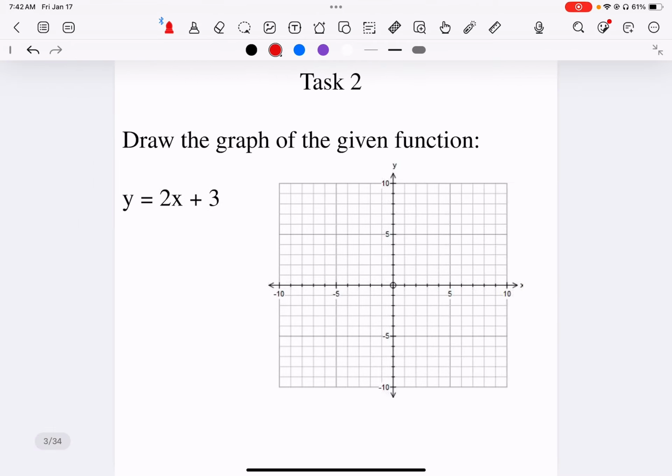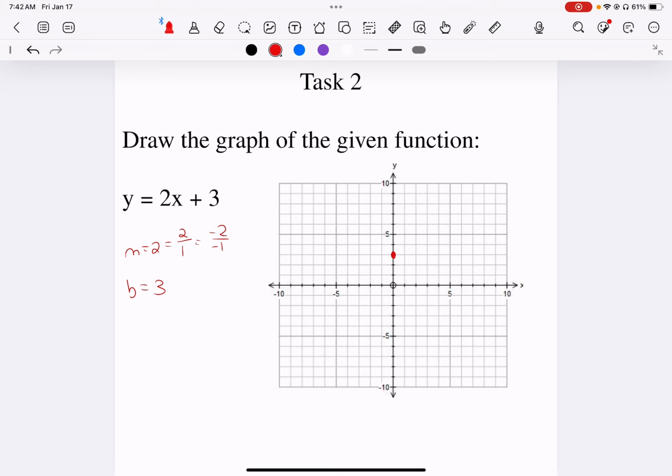Draw the graph of this function, y equals 2x plus 3. I notice the slope is the same as the previous problem. So my slope is equal to 2, but I want it as a fraction, so 2 over 1, or negative 2 over negative 1. And my y-intercept, or my b value this time, is 3. So now I'm going to begin my graph at 3 on the y-axis.